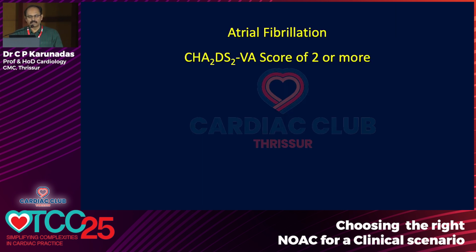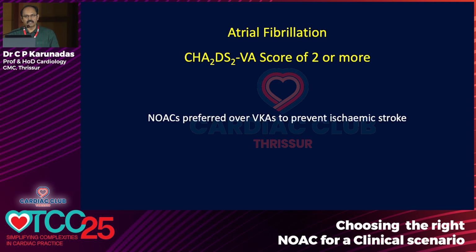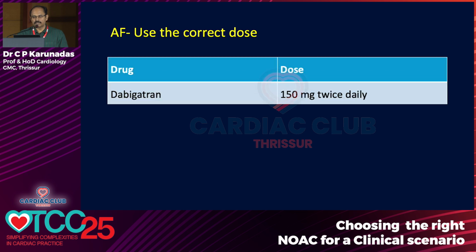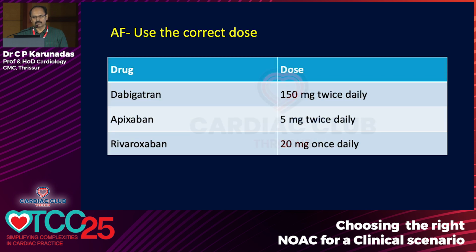Atrial fibrillation with a CHA2DS2-VA score. You must be knowing that the sex category has been taken off from the CHA2DS2-VASc score, so nowadays it is CHA2DS2-VA, score of 2 or more. NOACs are preferred over vitamin K antagonists in this subset to prevent ischemic stroke as per the latest guidelines. Only thing, we should use the correct dose.